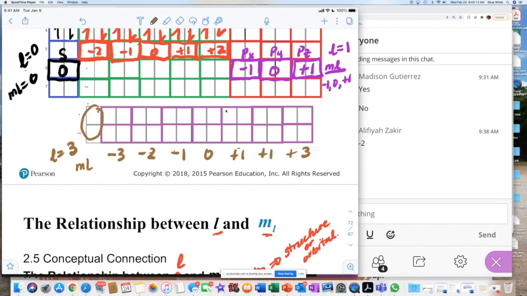Remember, this one here technically belongs up here. Okay? And so here's where you have all the different 7 flower shapes, right? So for the F orbital, you have 7 orbitals and then maximum 14 electrons.